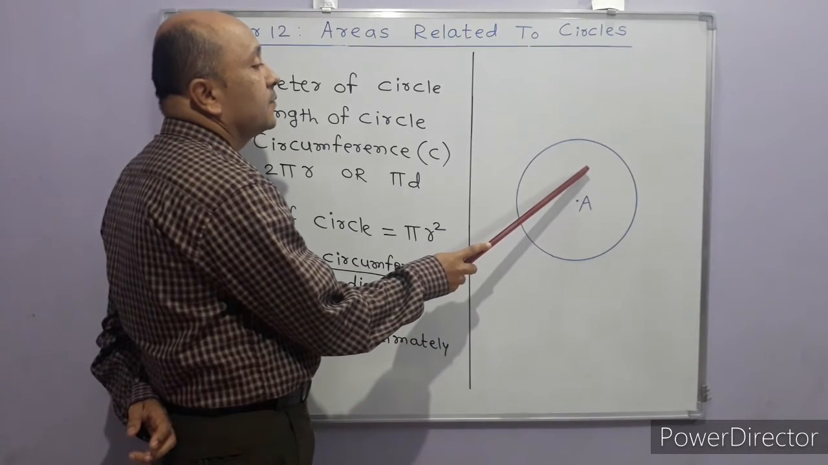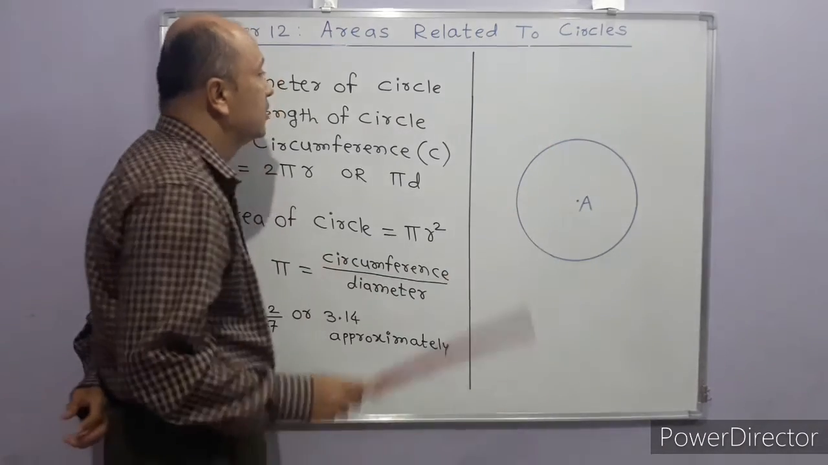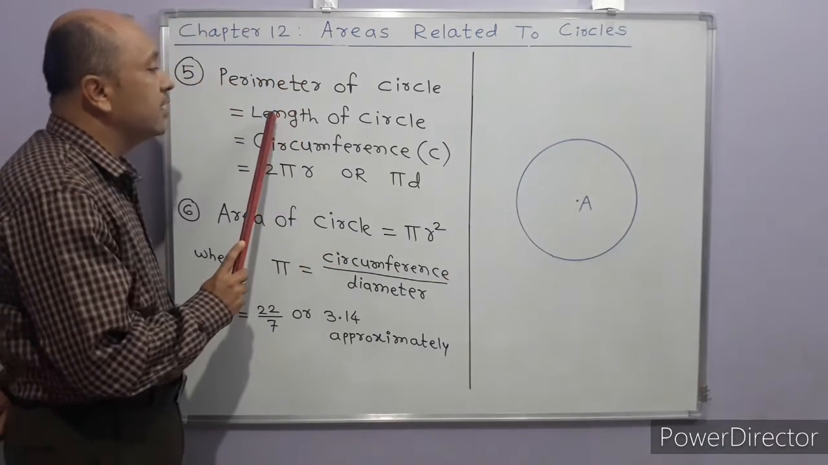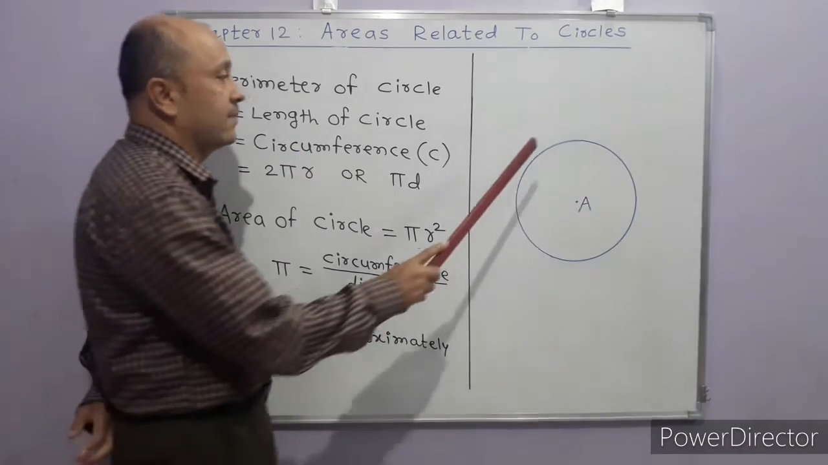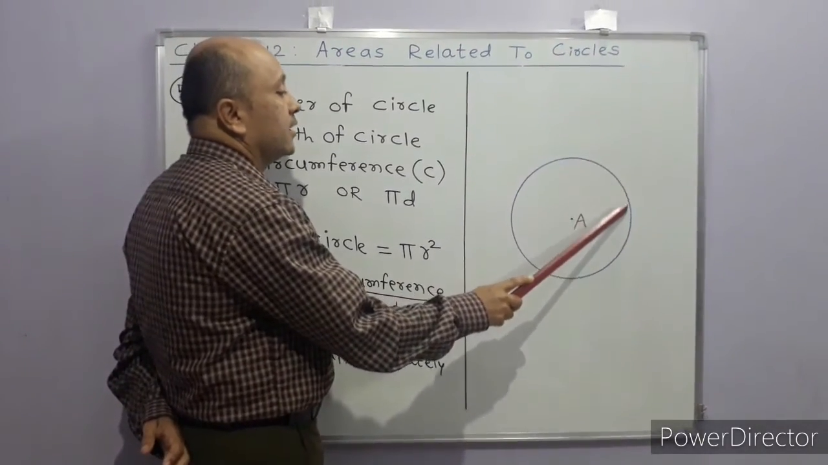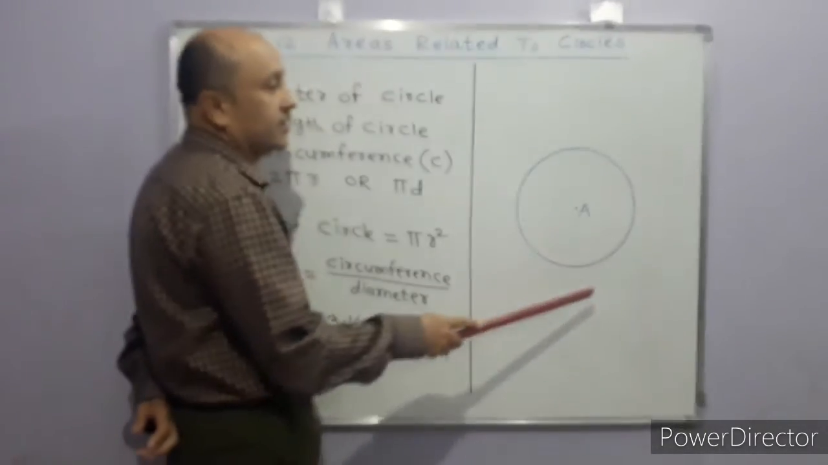One is the interior of the circle, another is the exterior of the circle, and the other is the boundary of the circle. So perimeter is nothing but the length of the circle, which is nothing but the circumference of the circle. The meaning is the same. That is the boundary of the circle. So moving around the boundary of the circle is called the circumference.